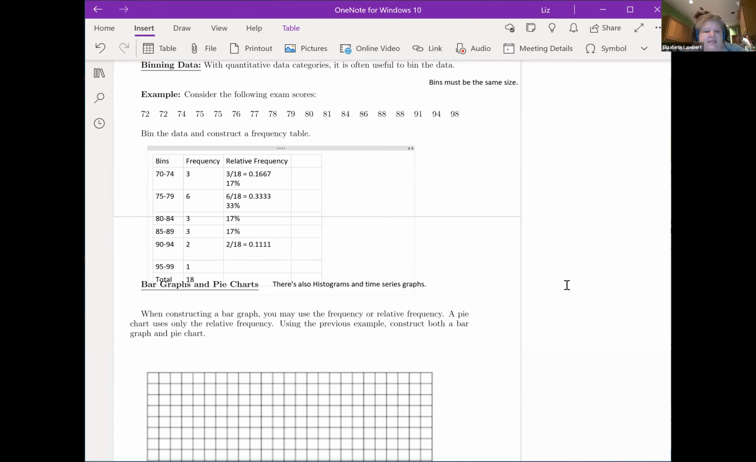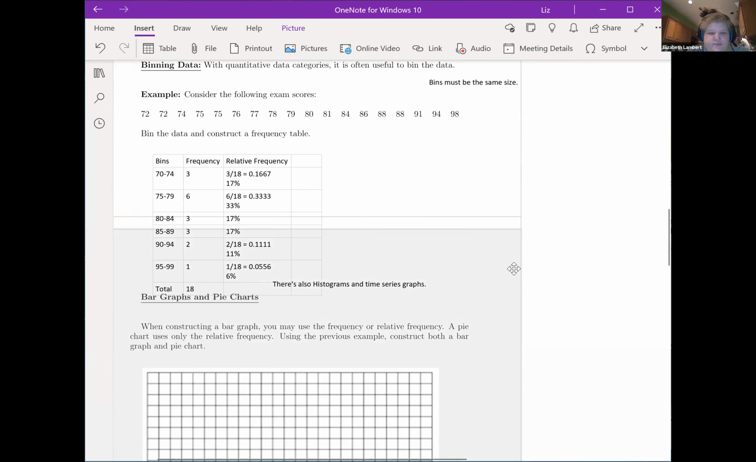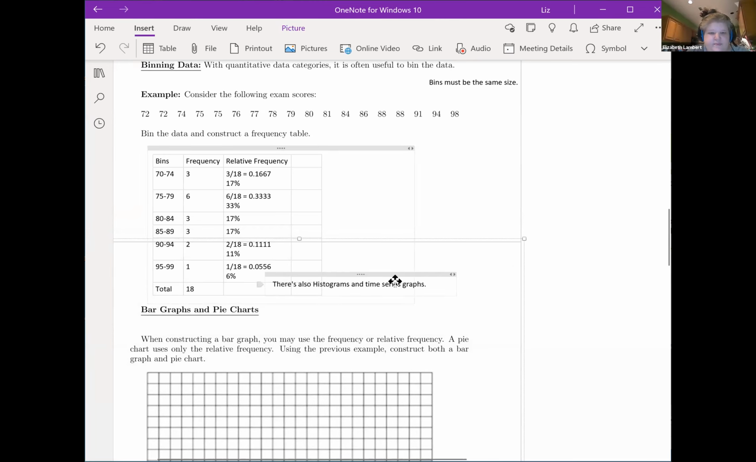All right, 2 out of 18 is only going to be 11%. And 1 out of 18 is going to be very small. So 2 places is 5.5, so we're going to call that 6%. All right. So I know it's not the easiest to read, but we have our percentages.